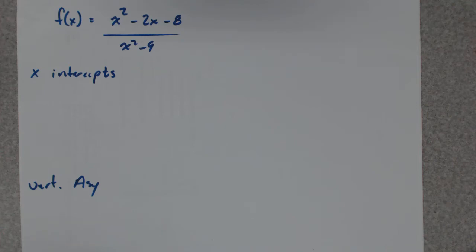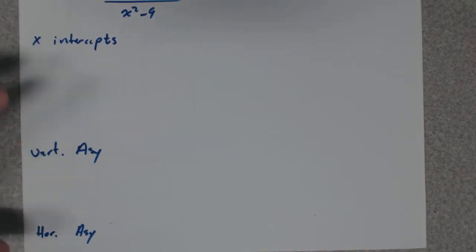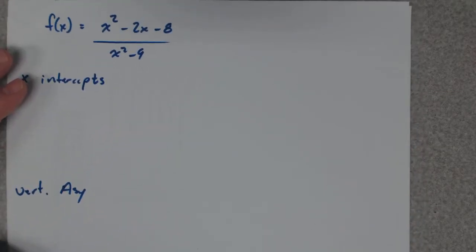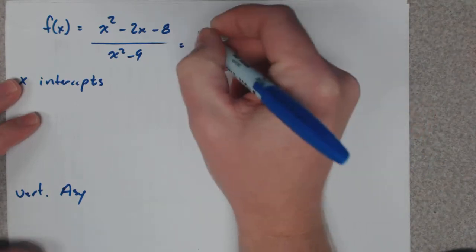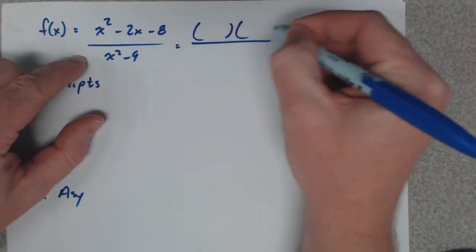Alright, so we've got another rational function here, and we want to find a few things like the x-intercepts, the vertical asymptote, and the horizontal asymptote for this function. So the first thing you want to do is try to get this thing in factored form. So it's a quadratic.